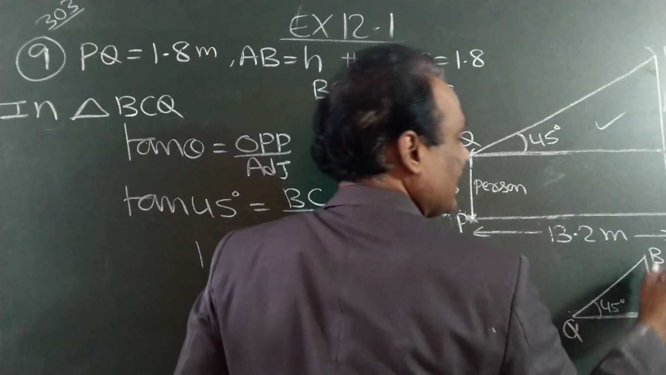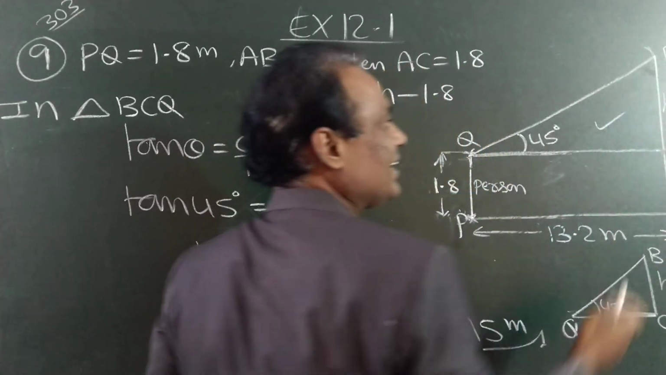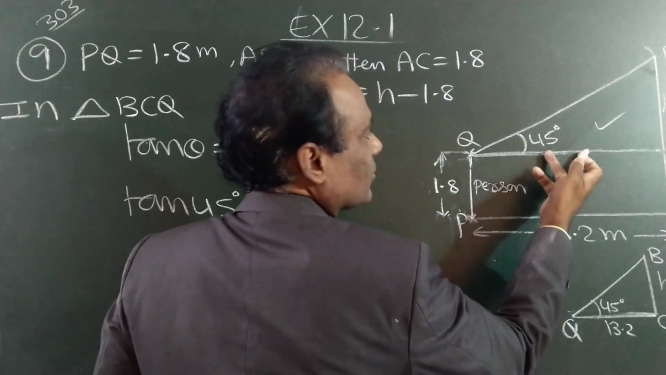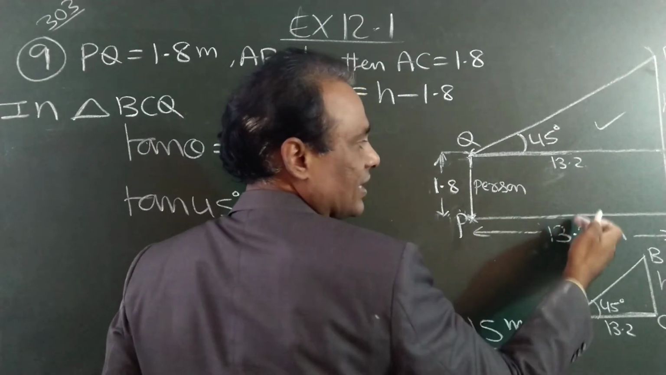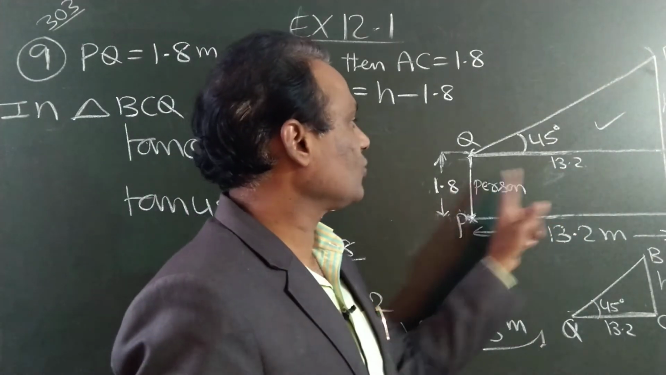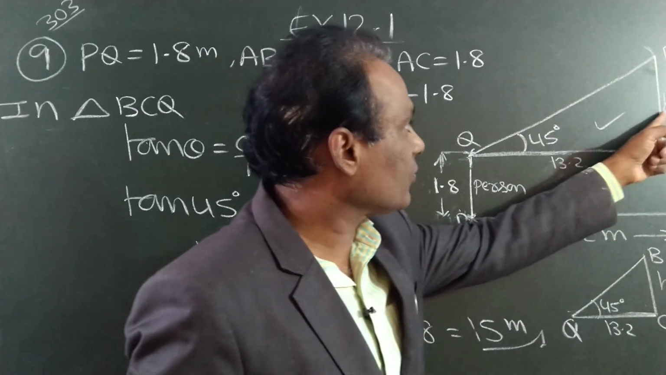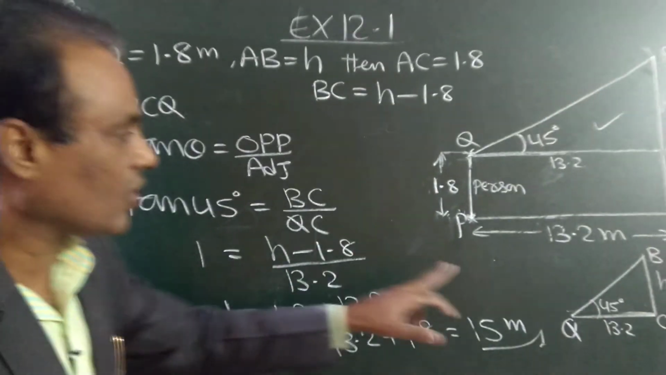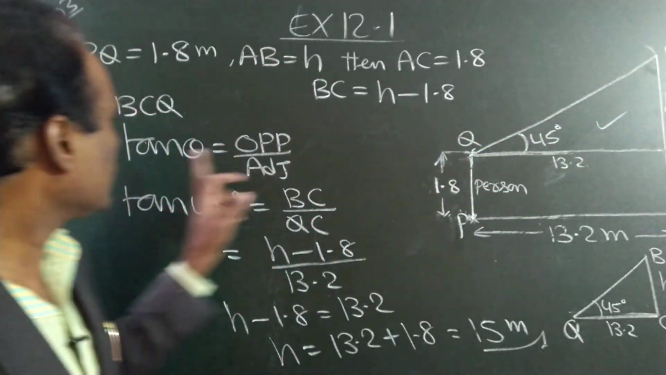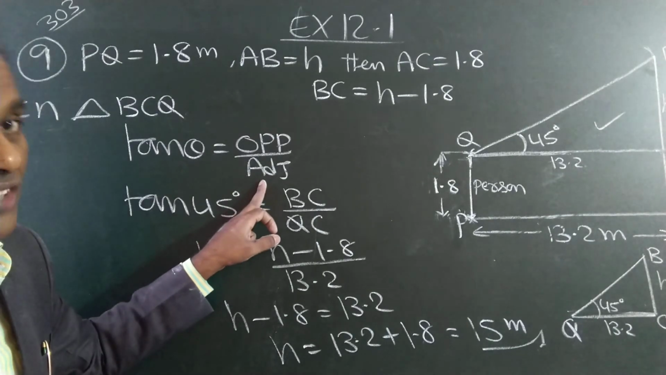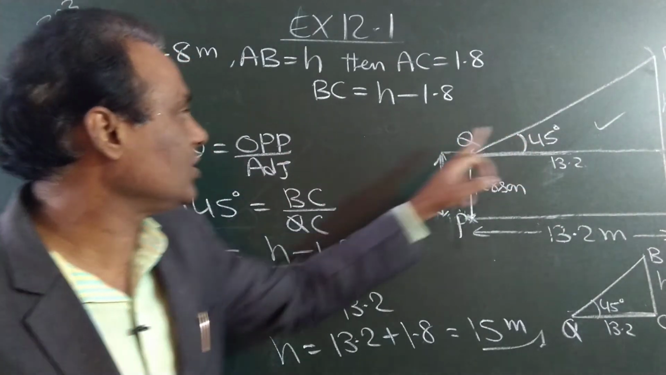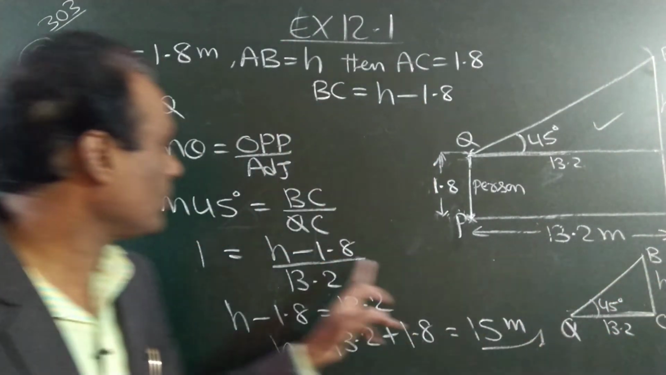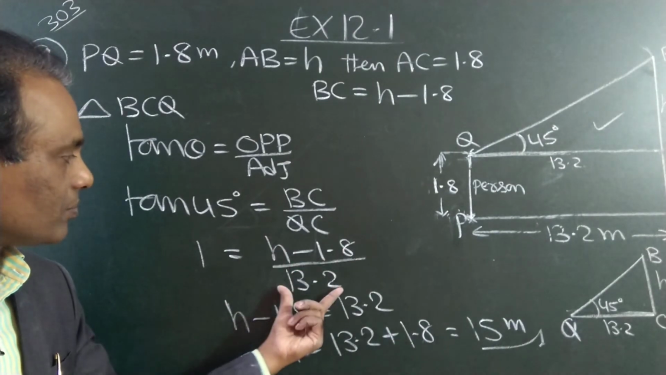What is the opposite side? H minus 1.8. What is the adjacent side? 13.2. This is also 13.2 because opposite sides are equal. So opposite is h minus 1.8, adjacent is 13.2, angle is 45 degrees. Now I am taking this triangle only. Tan theta is equal to opposite by adjacent, the tan definition. Theta is 45, opposite is h minus 1.8, adjacent is 13.2.